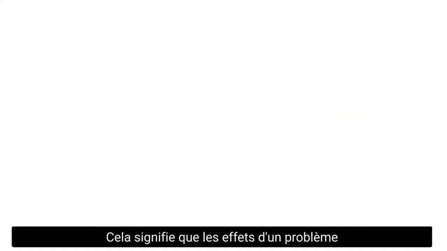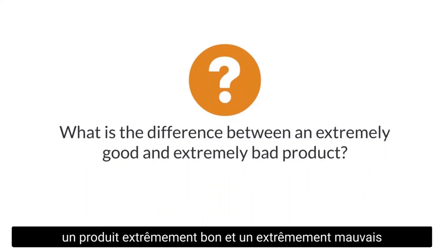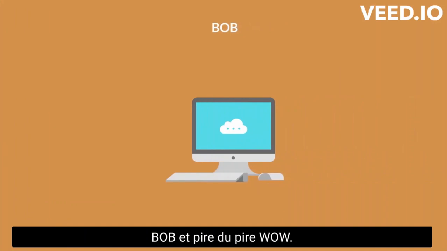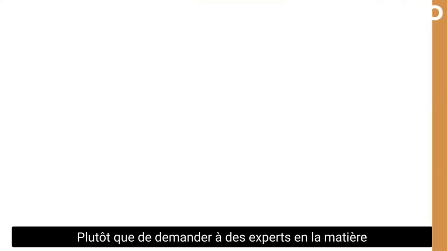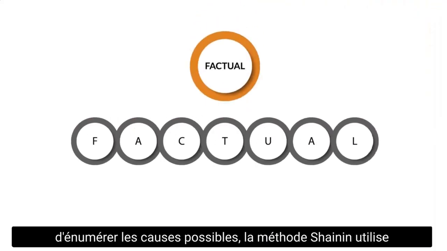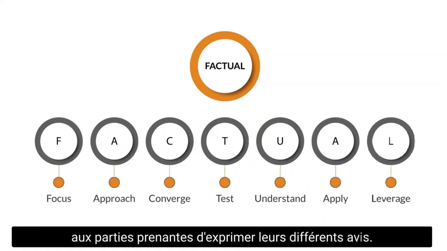This means looking at the effects of the problem and asking, what is the difference between an extremely good and extremely bad product, using Shainin terminology, best of the best, BOB, and worst of the worst, WOW. Rather than ask subject matter experts to list possible causes, the Shainin method uses insights to develop a strategy to talk to the parts, to reveal their differences.